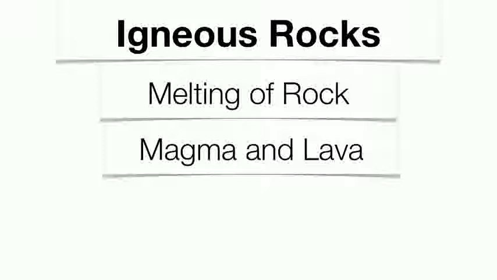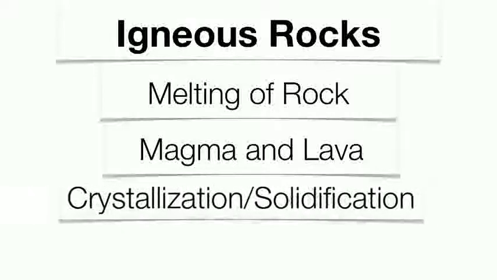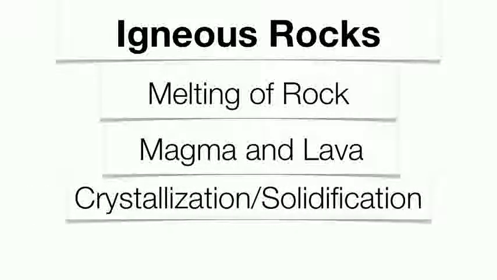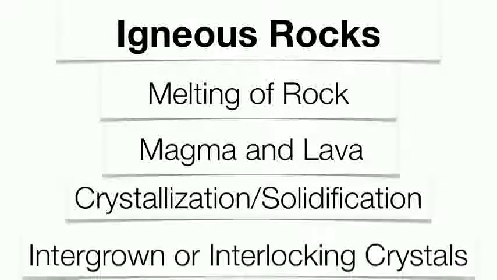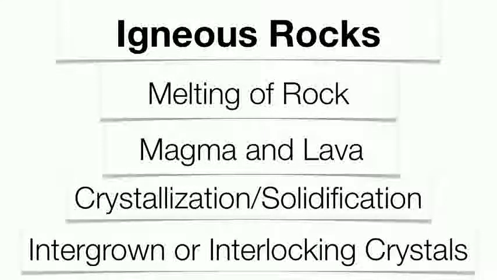So when that molten rock begins to cool off, it's going to start to crystallize and you're going to start to get mineral crystals. And when you eventually get enough mineral crystals, it's going to solidify into solid rock. Now what's going to happen here is you want to look for that intergrown or interlocking crystal structure within the rock. Sometimes they're big, sometimes they're small. We'll talk to you about the difference between them in a second.